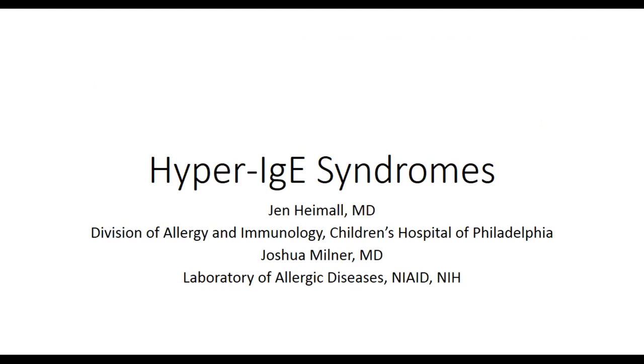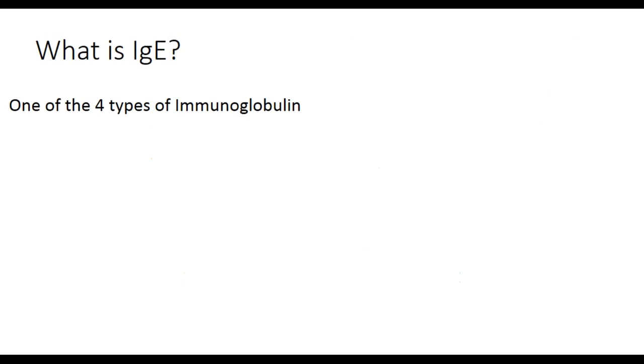This talk is not super, super long, and it's intentionally done that way. So without further ado, I wanted to overview what is IgE. It's one of the four types of human immunoglobulins. Everyone is very familiar with IgG. It's what's in your immunoglobulin replacement if you're on immunoglobulin replacement.